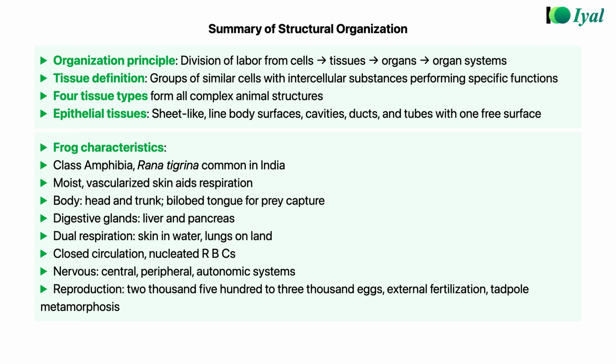For reproduction, females lay 2,500 to 3,000 eggs at a time. Fertilization is external, and development includes a tadpole stage that undergoes metamorphosis to become an adult frog. This complete study of the frog gives us a perfect example of how a vertebrate body is organized from cells all the way up to a functioning organism.